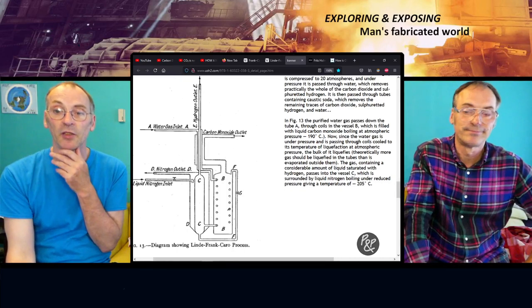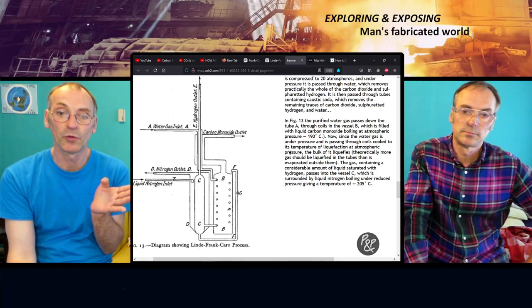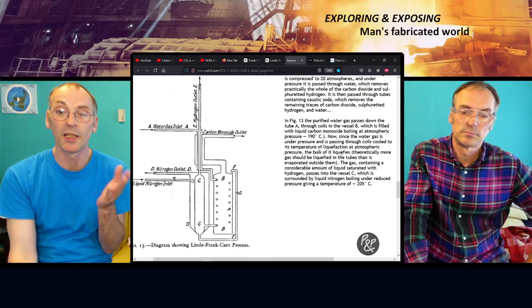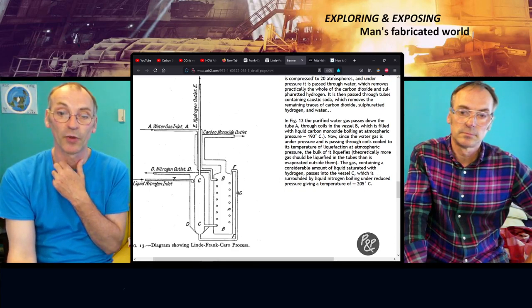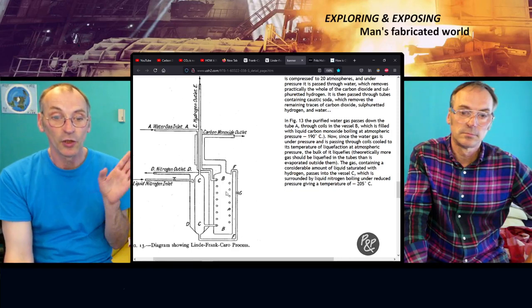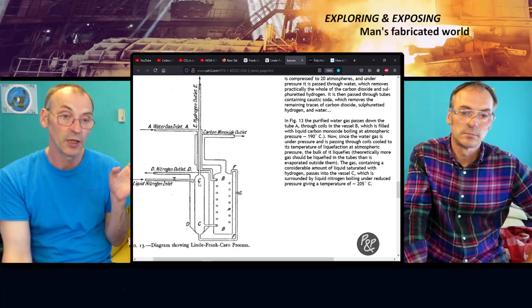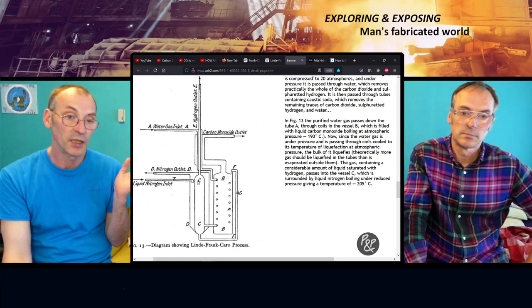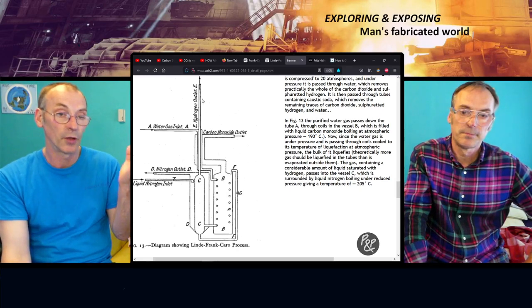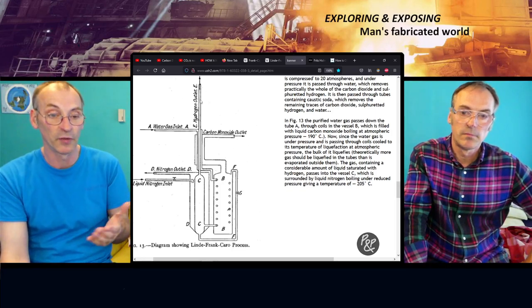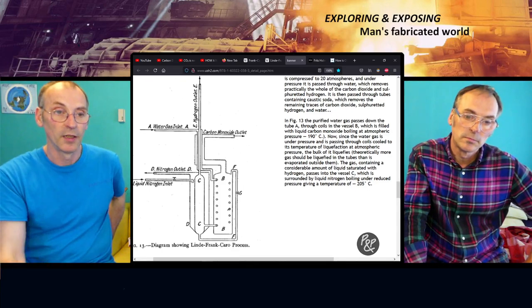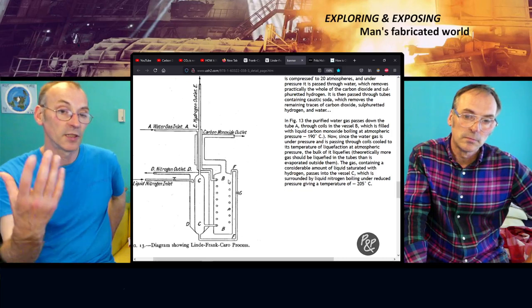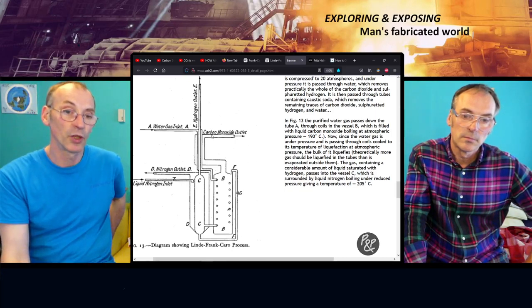Now, since the water gas is under pressure and is passing through coils cooled to its temperature of liquefaction, the bulk of it liquefies. Theoretically, more gas should be liquefied in the tubes than is evaporated outside them. The gas containing a considerable amount of liquid saturated with hydrogen passes into vessel C. So your hydrogen comes in C, and then evaporates off and travels up to the top and is tapped off, whereas the carbon monoxide part of the water gas is kept within the system and comes out at the top, the carbon monoxide outlet.